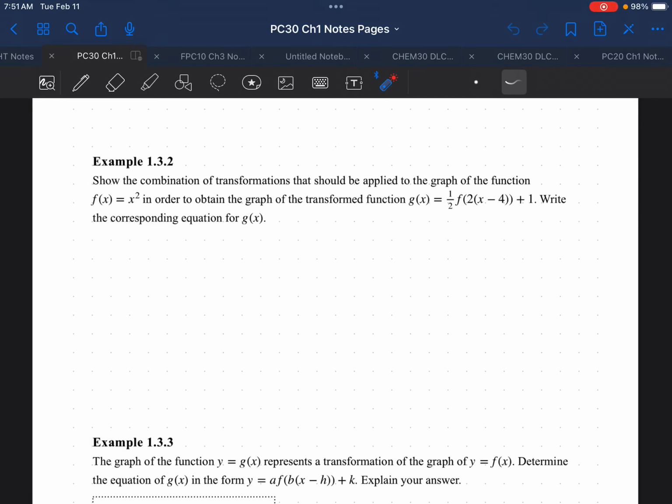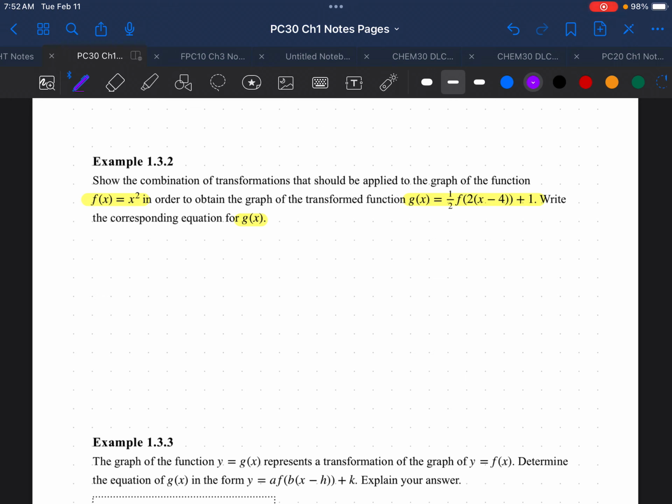All right, Pre-Cal 30 class, we are going to go through example 1.3.2, combination of transformations. Show the combination of transformations that should be applied to the graph of the function f of x is equal to x squared in order to obtain the graph of this transformed function, g of x is equal to this. Write the corresponding equation for g of x.